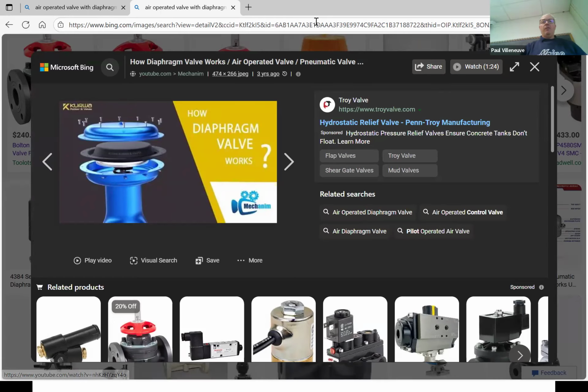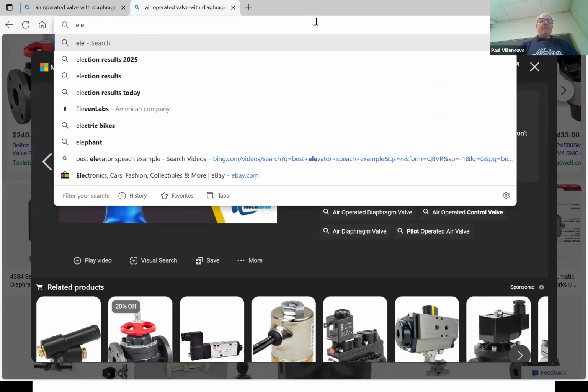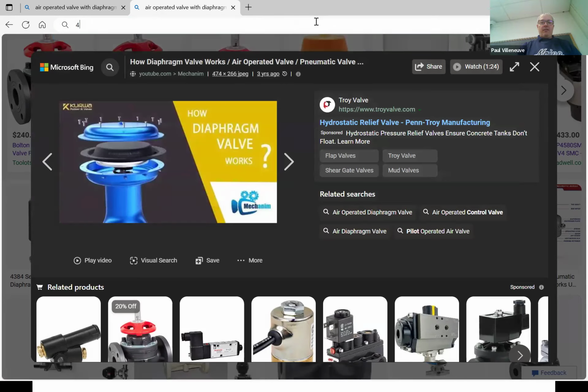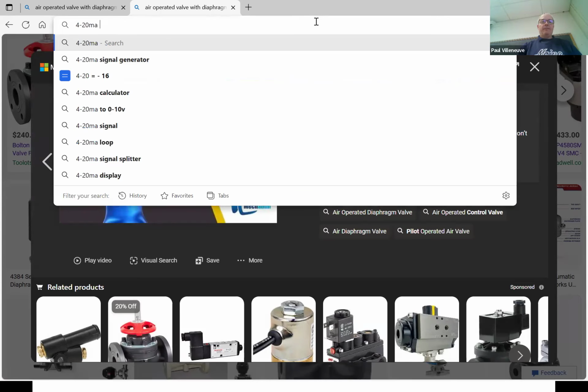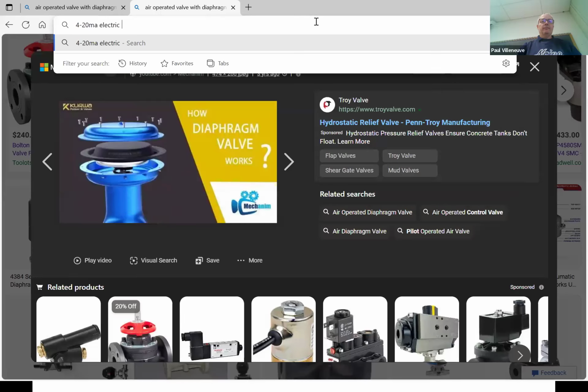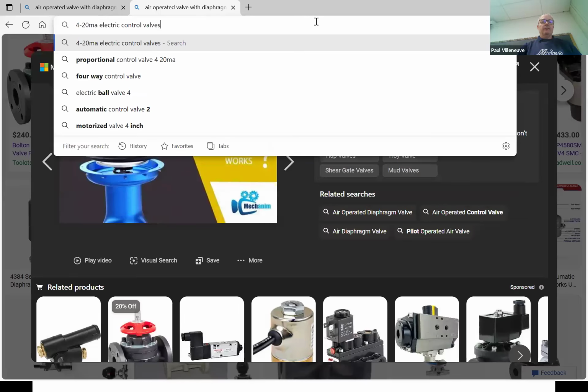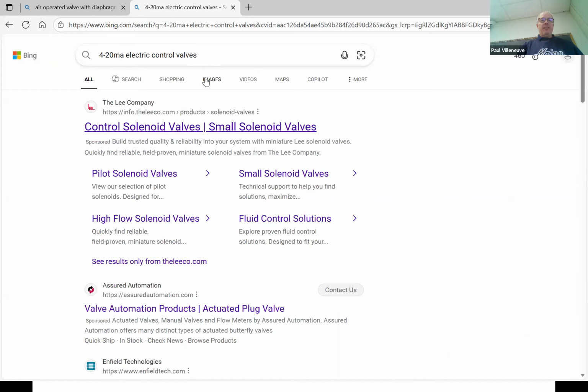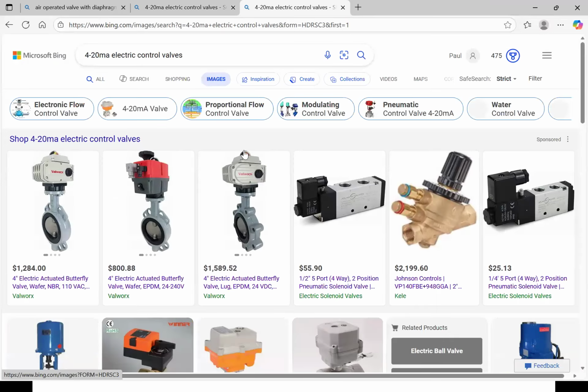Now all control valves, they're all done with here.